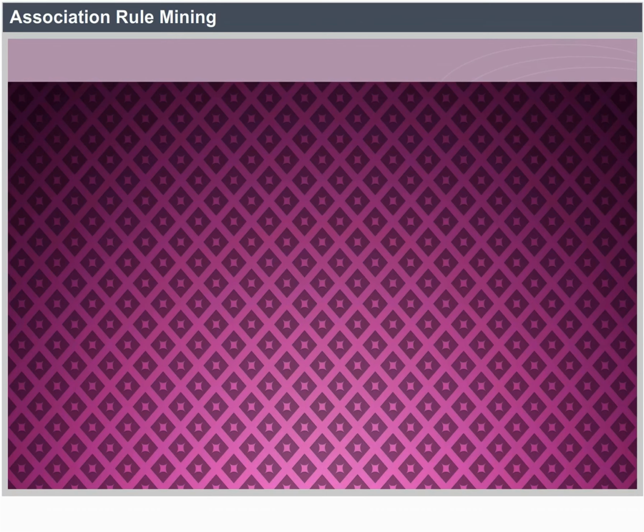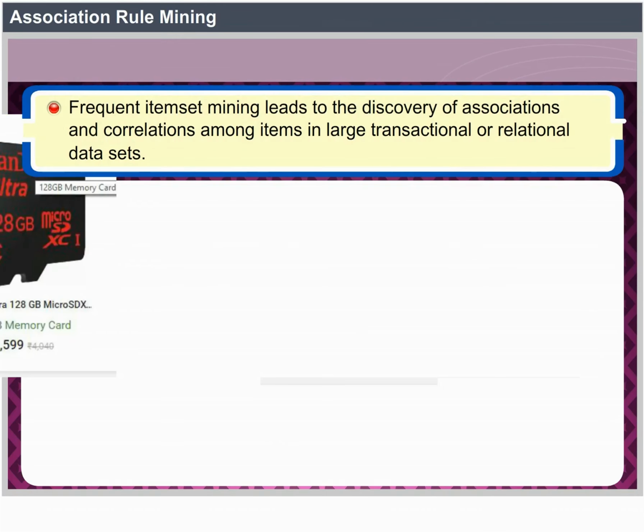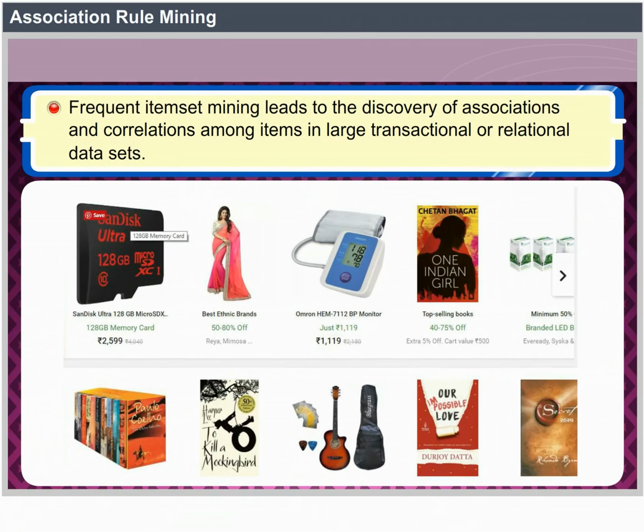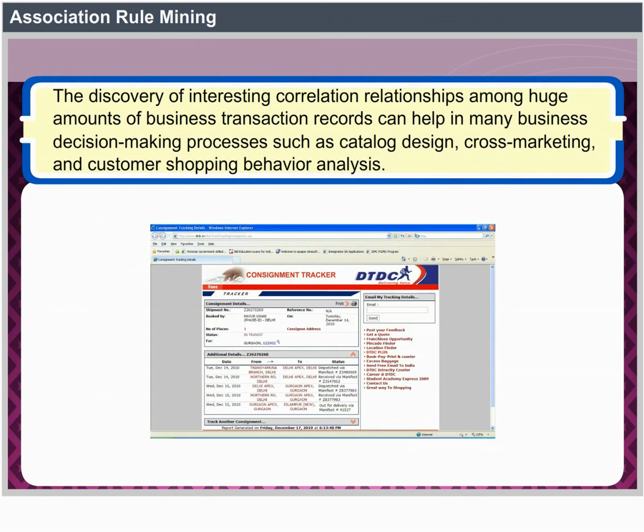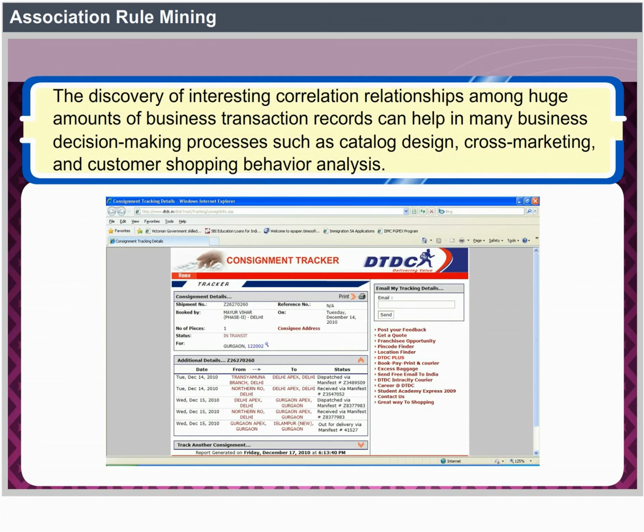Association rule mining. Frequent item set mining leads to the discovery of associations and correlations among items in large transactional or relational datasets. With massive amounts of data continuously being collected and stored, many industries are becoming interested in mining such patterns from their databases. The discovery of interesting correlation relationships among huge amounts of business transaction records can help in many business decision-making processes such as catalog design, cross-marketing, and customer shopping behavior analysis.